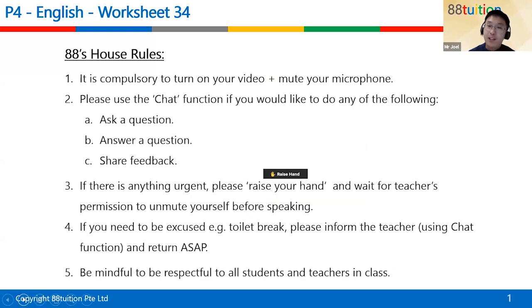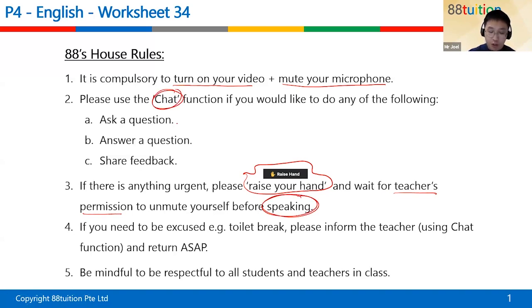Moving on. So here are the house rules, everyone. Remember, always turn on your video and always mute your microphone. If you need to unmute your microphone, just raise your hand using the Zoom function, raise your hand. Okay? And wait for me to say, okay, please unmute yourself, and then you can start to speak. For all other things, use the chat function. Use it to ask questions, answer questions, share feedback.